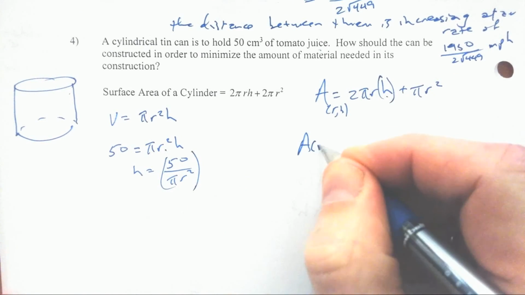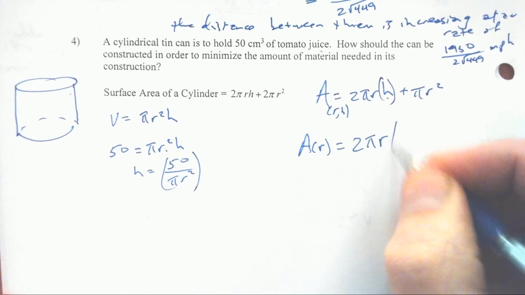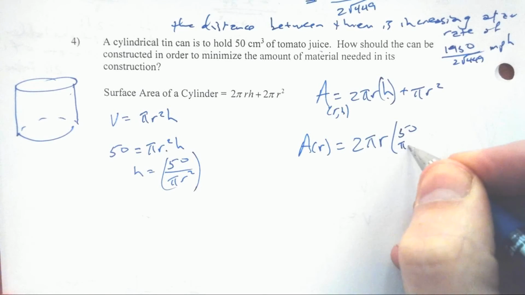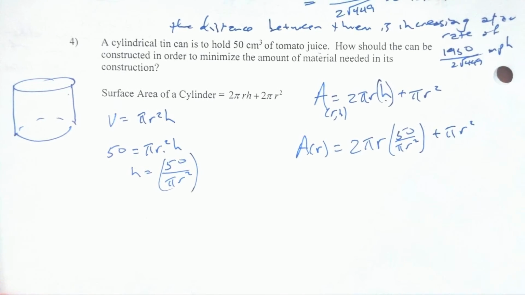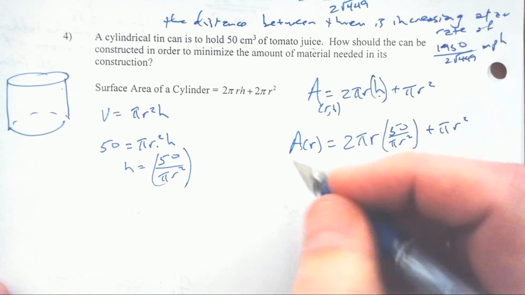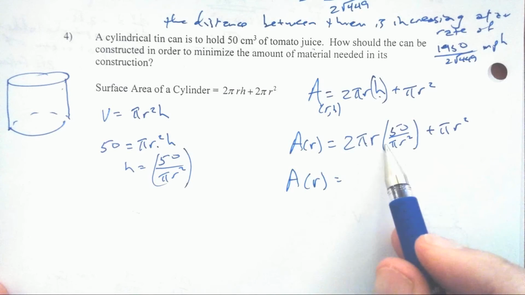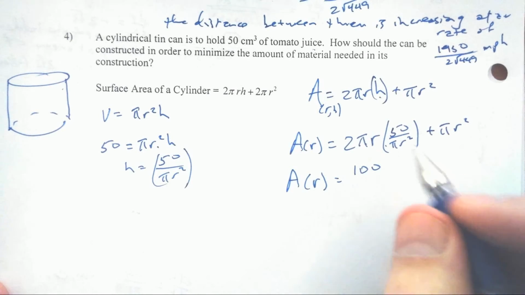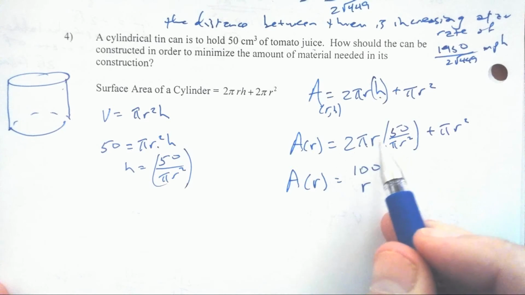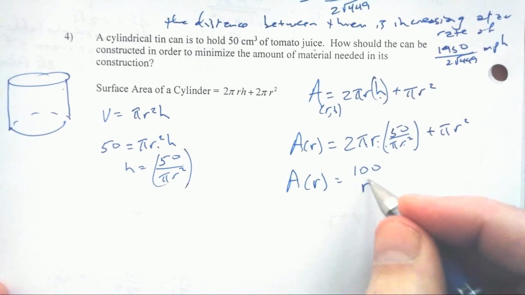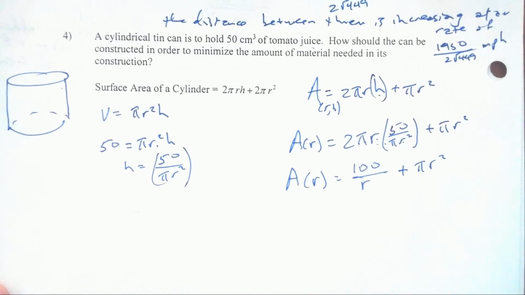So I get area just in terms of r is 2 times pi times r times 50 over pi r squared, plus 2 pi r squared. Alright, let's do a little simplifying here. A of r: pi cancels, one of the r's cancels. I get 100 over r. Is that right? 100 over r, pi cancels. I get 100 over r plus 2 pi r squared.